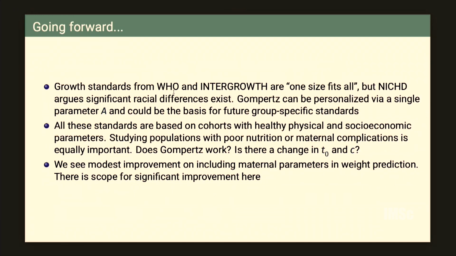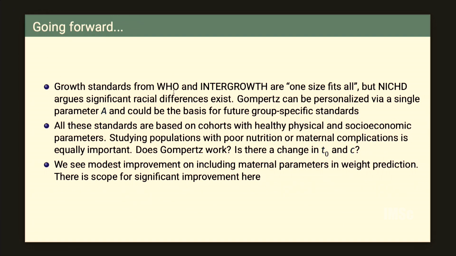So where do we go from here? As I said, growth standards are one size fits all, but maybe we can use Gompertz as a personalized formula. And maybe we should, all of these standards are based on cohorts with healthy parameters, and that includes the Citadel cohort because it's a private hospital in a reasonably affluent city. If we study populations from, let's say, rural India, or populations with maternal complications, does it work? Is there a change in T0 and C? That's something we can look at.